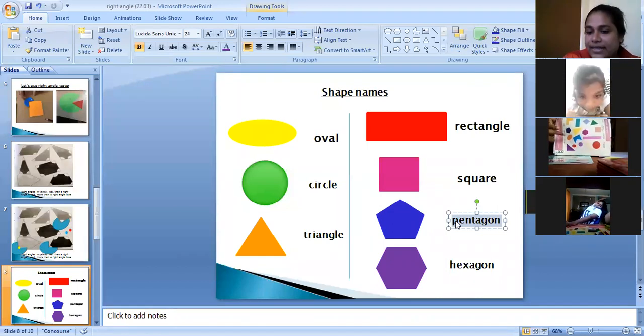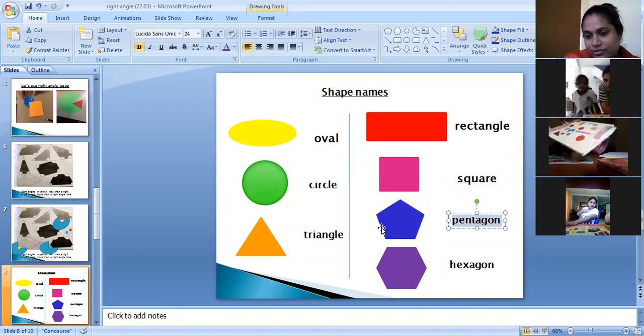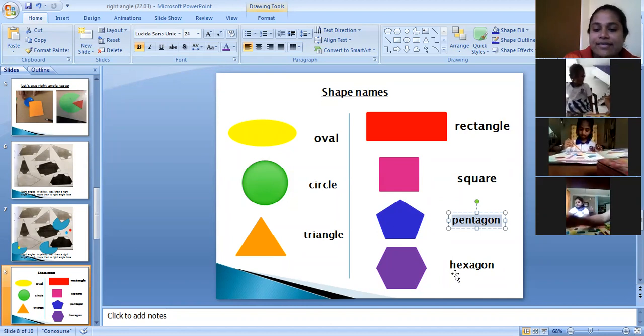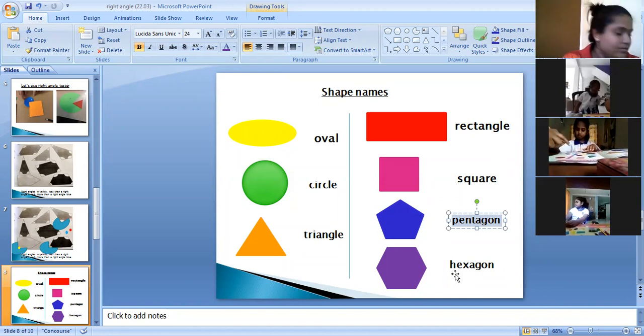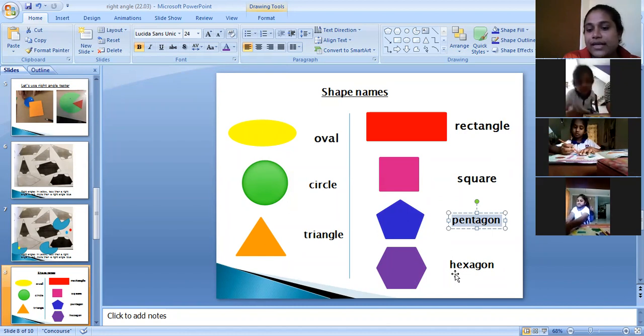To be a pentagon, it should have 5 sides. 1, 2, 3, 4, 5. Then hexagon, the last one. It should have 6 sides. There should be 6 sides to be a hexagon.